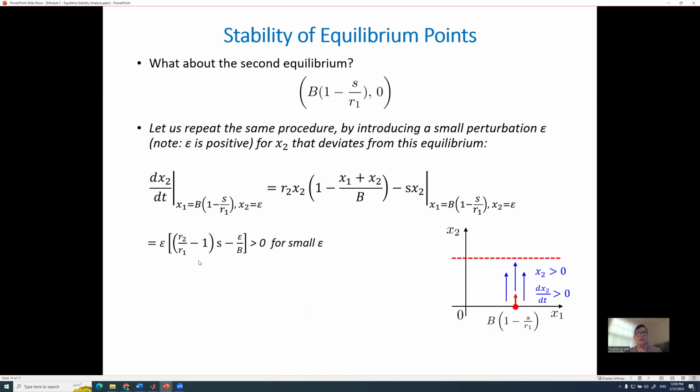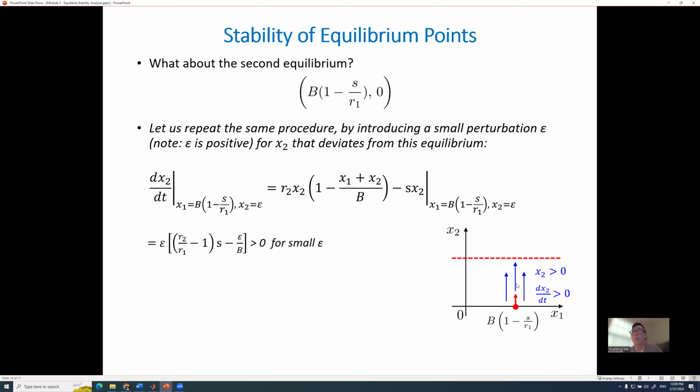We can see this expression is positive. This first term, because R2 is bigger than R1, is a positive value. The second term is also a positive value. So for a small epsilon, this entire expression is positive. That means if you provide a small perturbation that deviates from the equilibrium point for x2 equal to 0, then x2 will increase, because dx2/dt is bigger than 0.